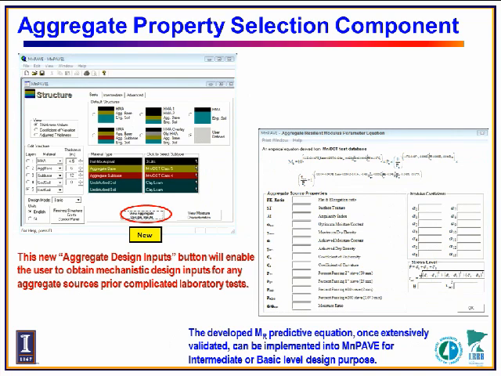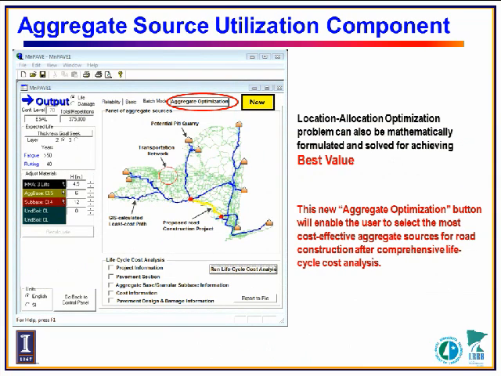This interface is to estimate some important design properties for intermediate or basic level design purposes. This one is to optimize the utilization of aggregate source locations based on the performance and life cycle cost analysis.